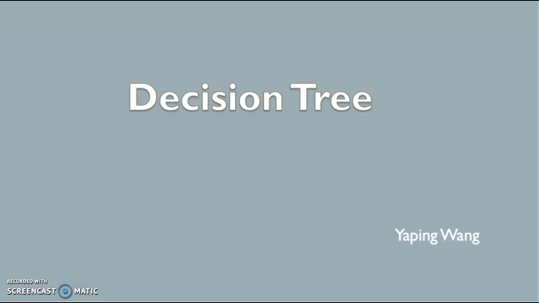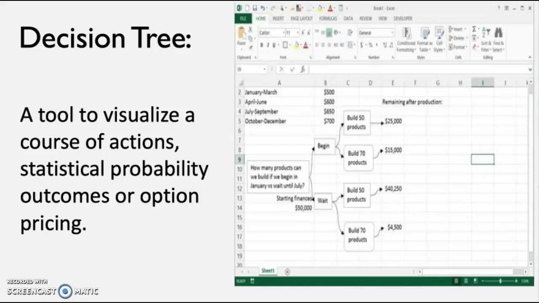Today I will introduce a Microsoft Excel add-in. It's called Decision Tree. Decision Tree is a tool to visualize a course of actions, statistical probability outcomes, or option pricing, and how we can use it.